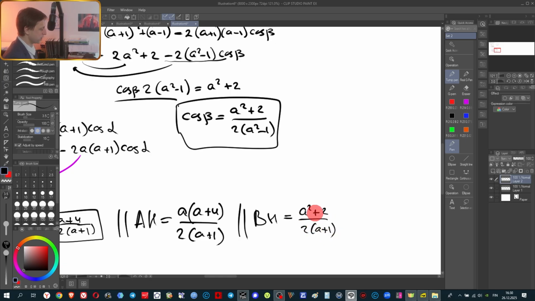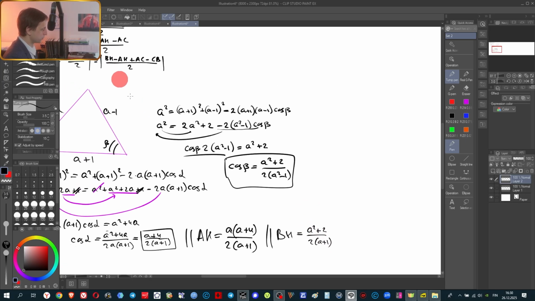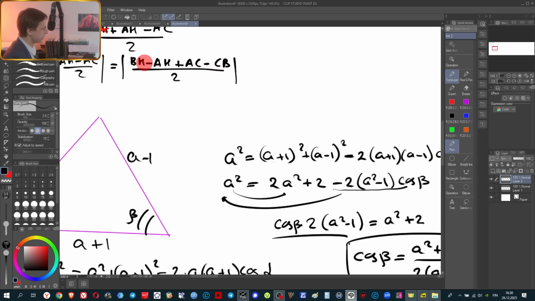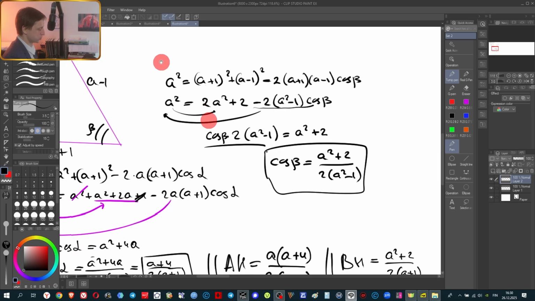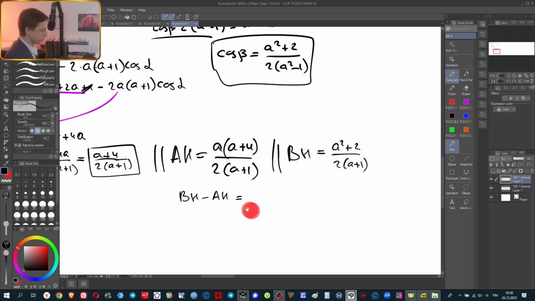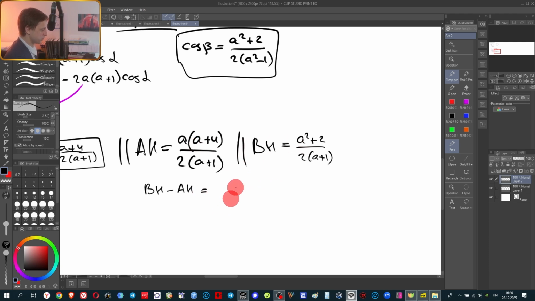Perfect, okay? And here, when we are looking for RS, we have the difference BH minus AH. So let's look at this one. BH minus AH equals. So let's subtract these expressions. A squared plus 2 over 2A plus 1 minus AH, it will be A plus 4, again over 2A plus 1.